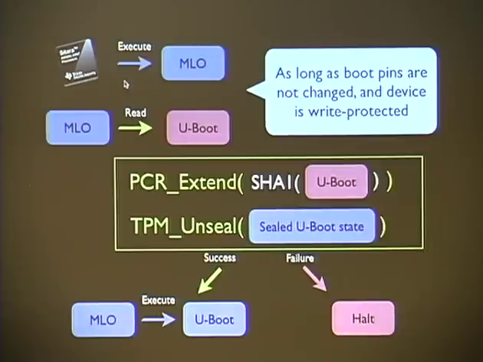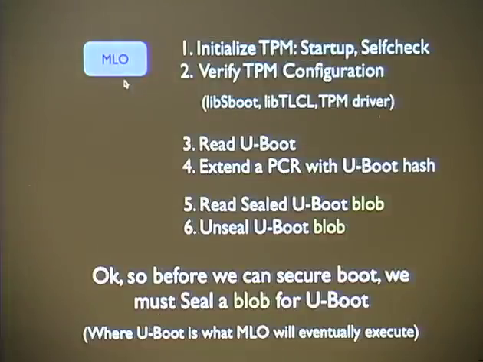Now this looks a little weird because I didn't mention a lot of things that we have to do before we can get to this step. So let's recap what the MLO is doing. It's initializing a TPM, so it's running a startup command for the TPM. It's doing a self-check on the TPM. It's verifying a configuration, so like, you took ownership of it, it has an EK, and you have some protected storage on that TPM that is going to load some sealed data. We're going to read U-boot, we're going to extend a PCR with the value of that hash, then we're going to read a sealed U-boot blob, and then we're going to try to unseal that blob.